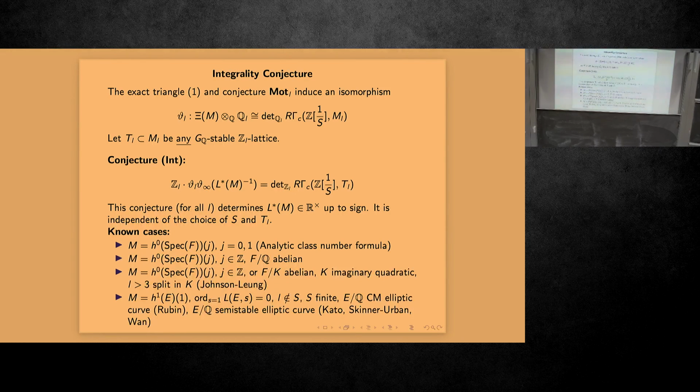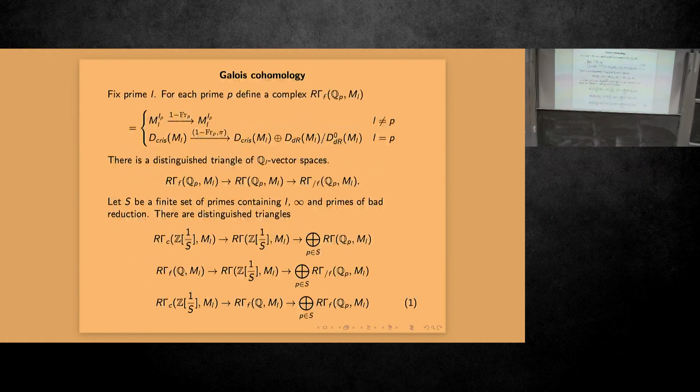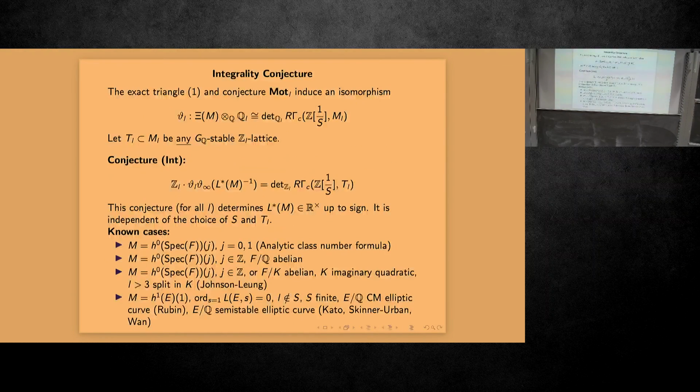Okay, so again, when is this known? As I was hopelessly trying to explain yesterday, it does recover the analytic class number formula. If you really unwind this R gamma C using this triangle, etc., you find all the terms in the class number formula. So this is the only case that's proven in any generality.